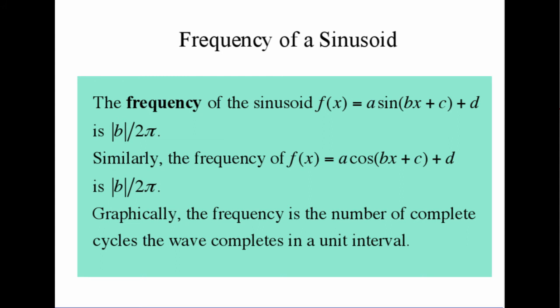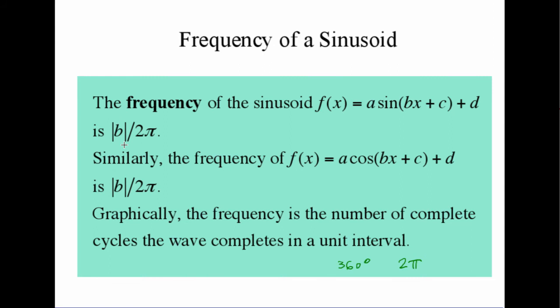And a unit interval, think about the unit circle. How many degrees does it take to travel all the way around the unit circle? Well, the answer is 360 degrees. In radians, that's 2 pi. So when we talk about the frequency of a sinusoid, we're trying to figure out how many cycles of the wave the function makes in 360 degrees or 2 pi radians.